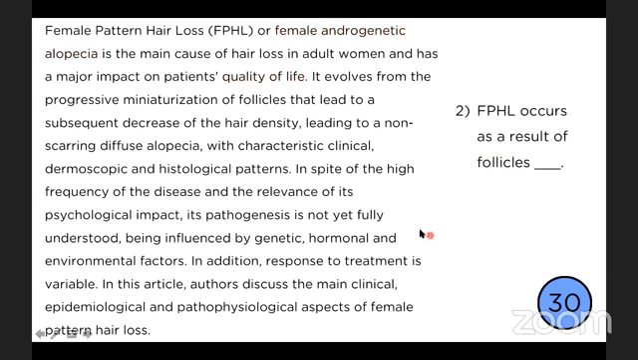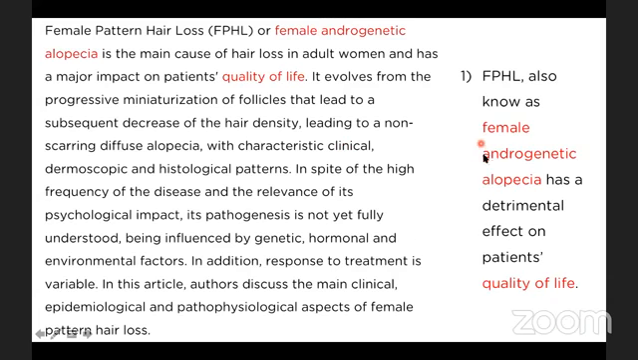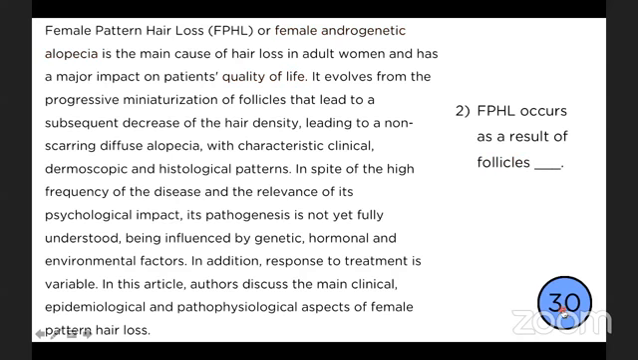So let's see the answers here. Female androgenetic alopecia has a detrimental effect on patients' quality of life. Correct. Next one.